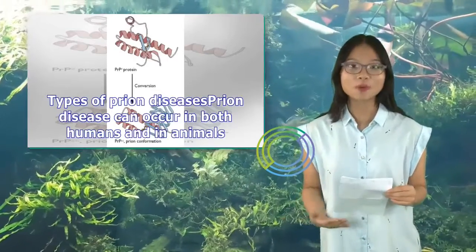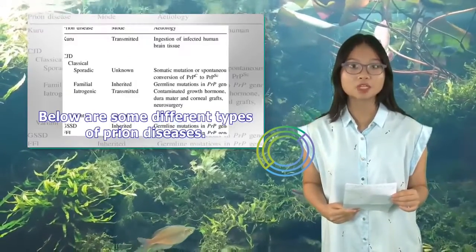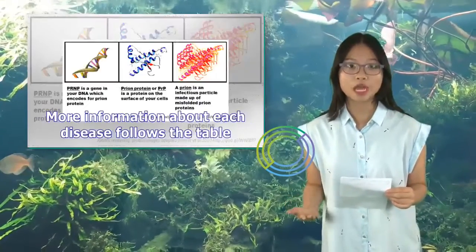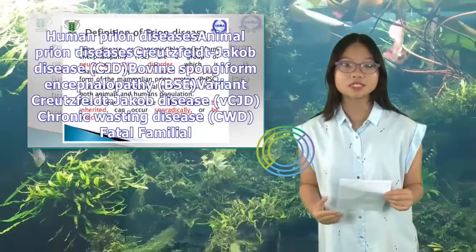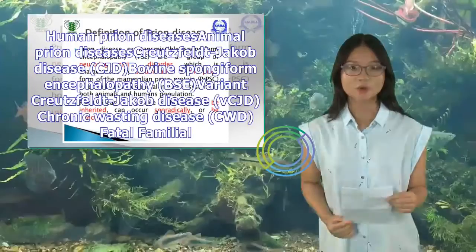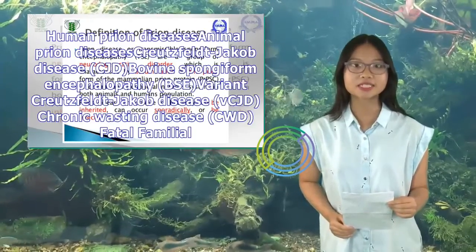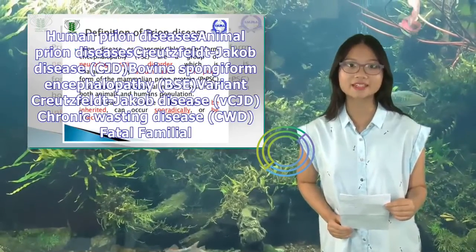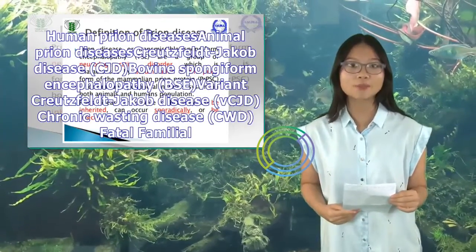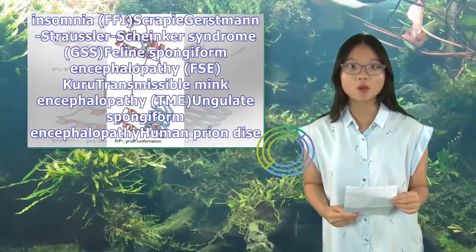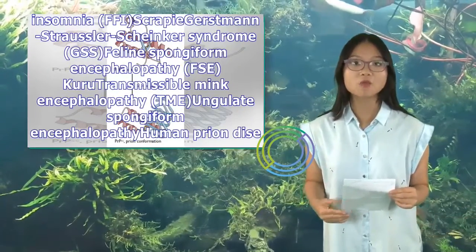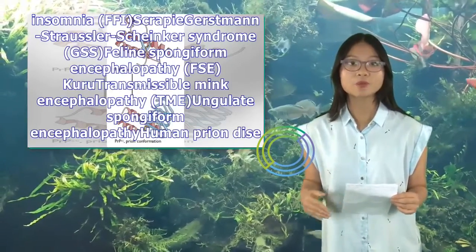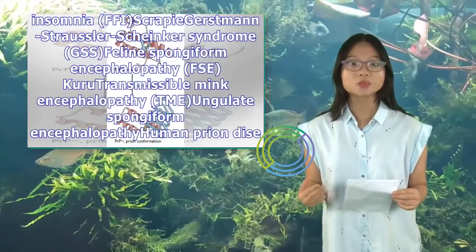Types of prion diseases. Prion disease can occur in both humans and in animals. Below are some different types of prion diseases. More information about each disease follows the table. Human prion diseases: Creutzfeldt-Jakob disease, CJD; variant Creutzfeldt-Jakob disease, vCJD; fatal familial insomnia, FFI; Gerstmann-Straussler-Scheinker syndrome, GSS; Kuru. Animal prion diseases: bovine spongiform encephalopathy, BSE; chronic wasting disease, CWD; Scrapie; feline spongiform encephalopathy, FSE; transmissible mink encephalopathy, TME; ungulate spongiform encephalopathy.